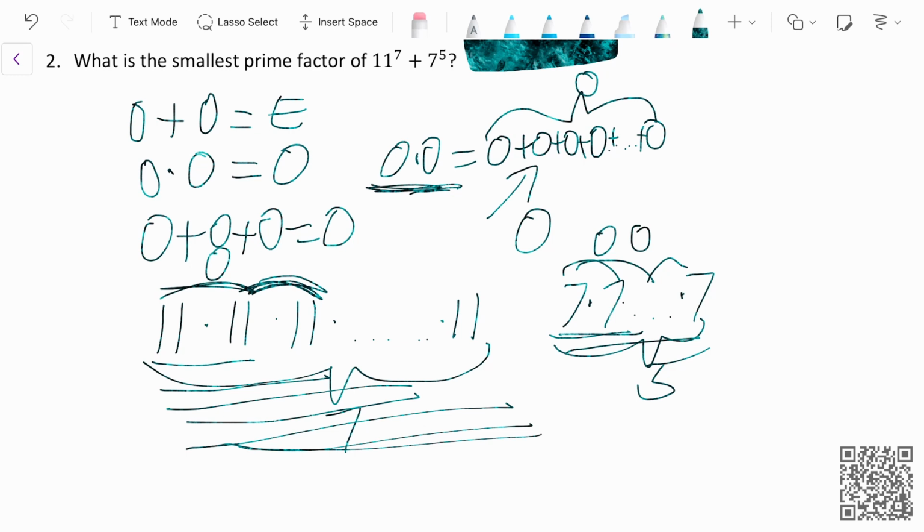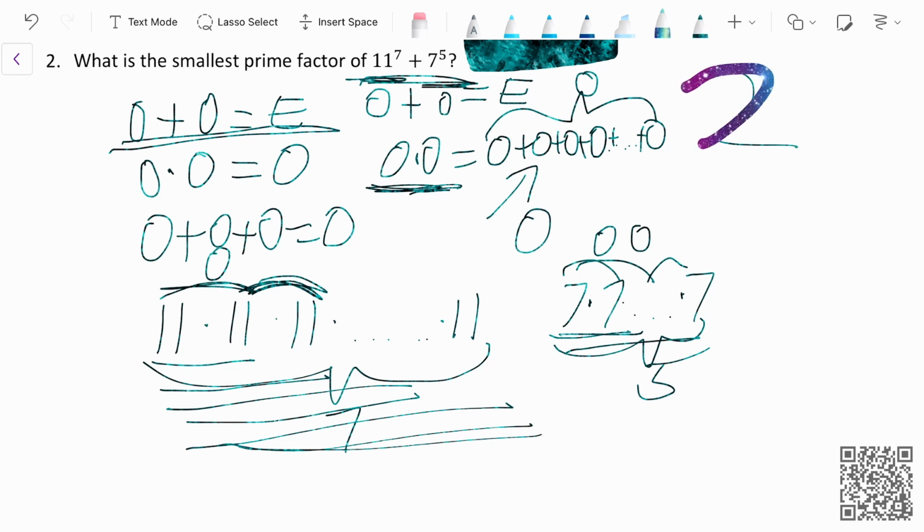Now that we've found that idea, what does this do for the problem? What is the smallest prime factor of these two? We don't even know what the numbers are, but we don't need to. Now that we know that 11 to the power of 7 is odd, and 7 to the power of 5 is odd, and what I said at the very beginning, odd plus odd is even. If you add these two together, an odd plus an odd is even. The smallest prime factor of any even number is 2. And since this number is also even, it is no exception.